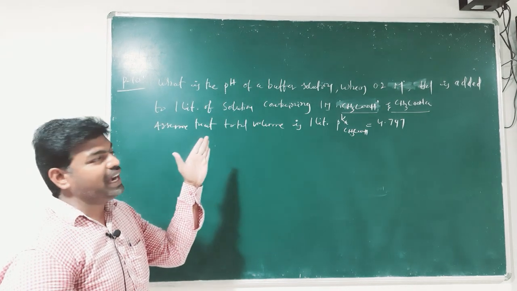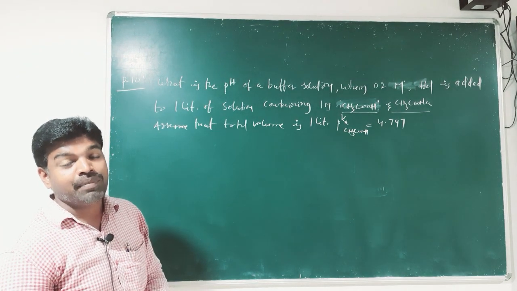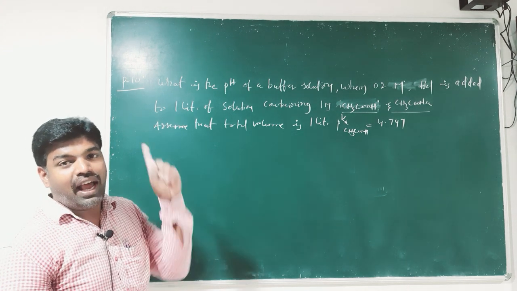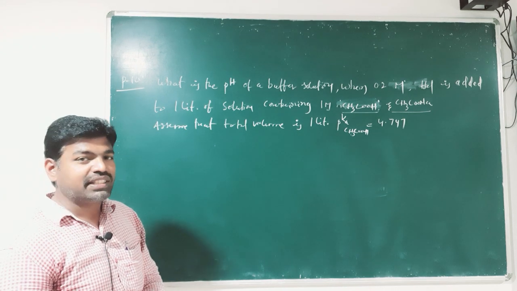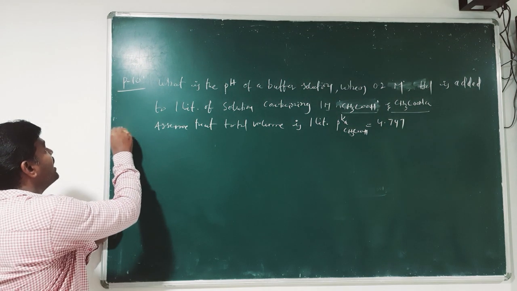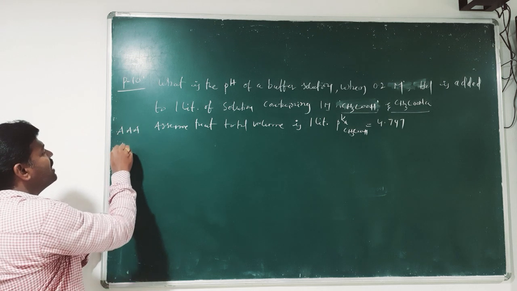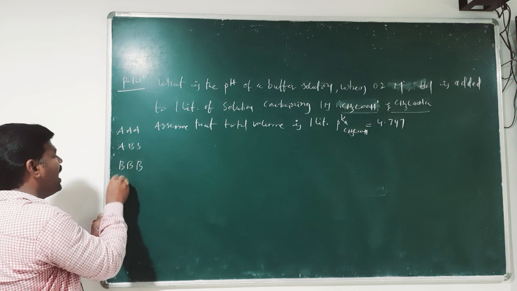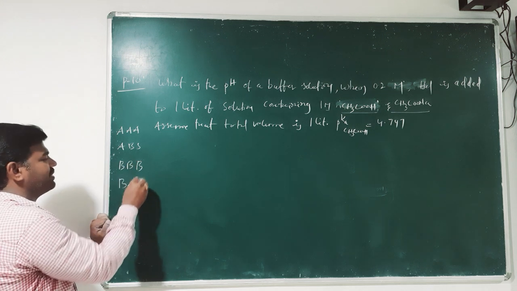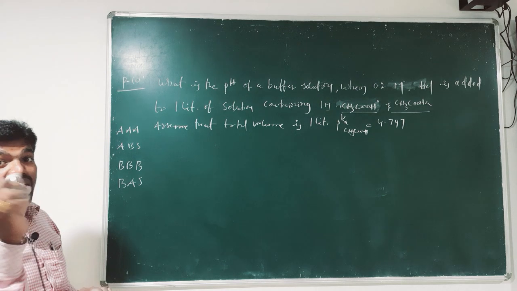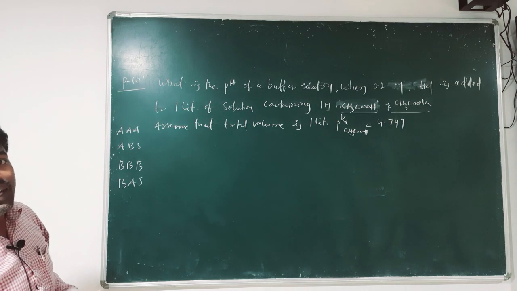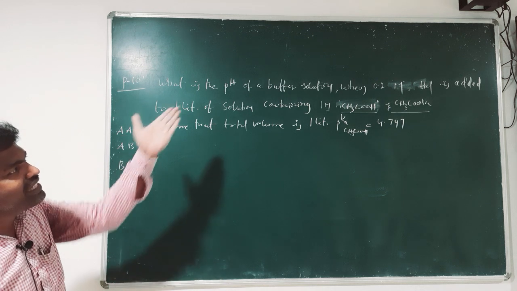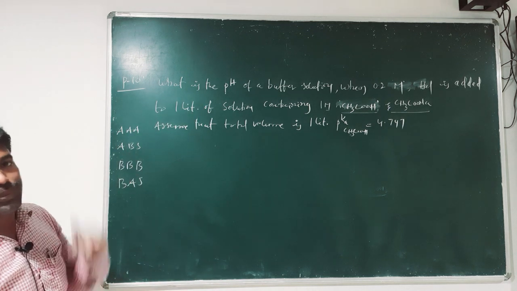Okay, I had explained this concept of change in pH of buffer solutions, where I gave mnemonics: AAA, ABS, BBB and BAS. These are the mnemonics I gave when dealing with change in pH of buffer solutions. Okay, this is an example for such type of problems.